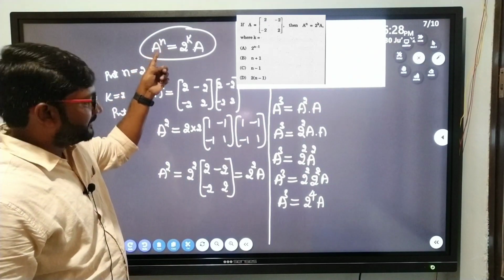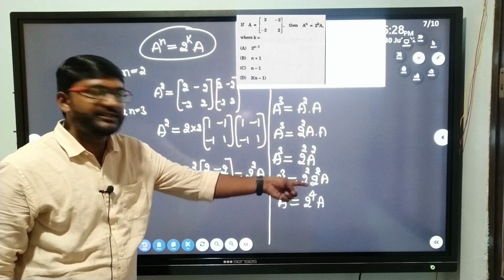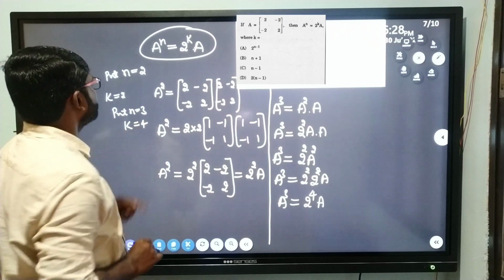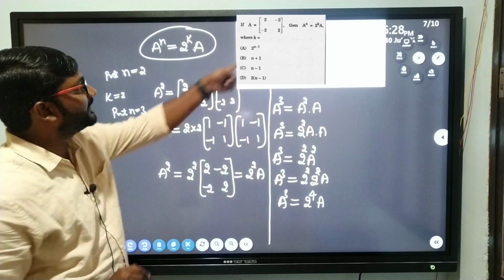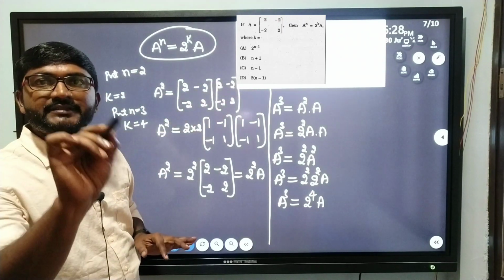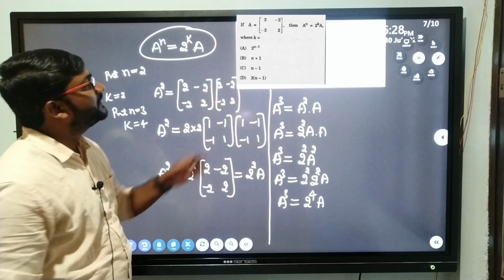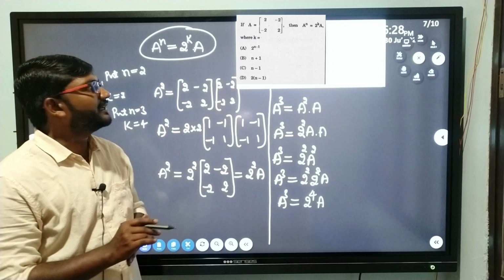So we get A cube equals 2 raised to 4 into A. That is the value of K, it is 4. Now substitute n equal to 2 and n equal to 3 in all the 4 options. Which option is giving us the values of K as 2 and 4? That will be the correct answer. So options A, B, C are eliminated.